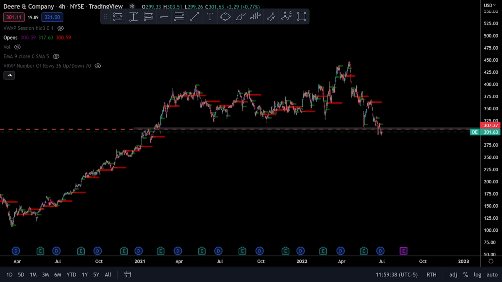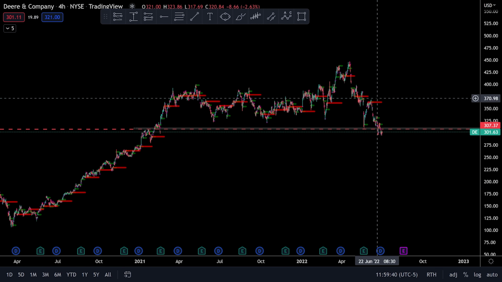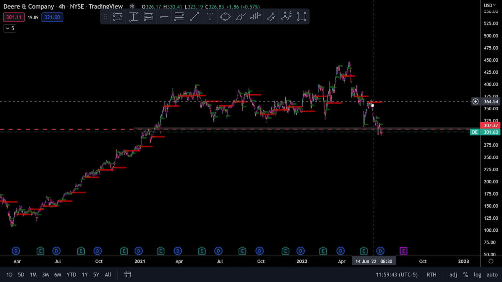I'm going to use the opens indicator so you can see how dated this was. Each red line represents a month. So this is overall June.